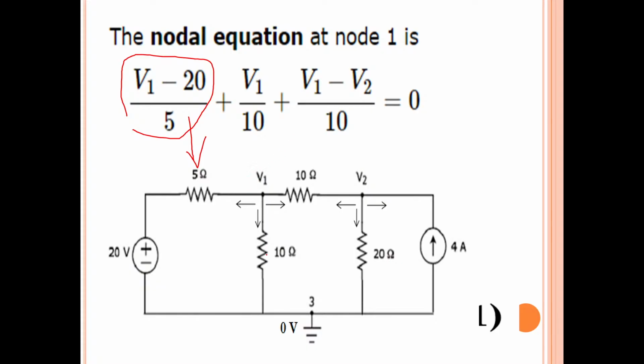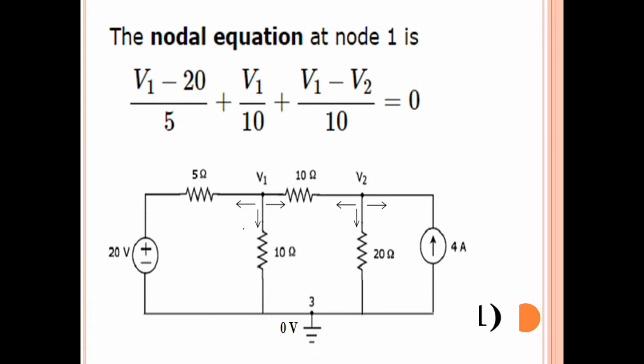Now what about the current flowing through 10 ohms? V1 minus V3. What is the V3 value? 0. So you can write V1 minus 0 divided by 10. I didn't write 0 here because even if we add or subtract 0, it is not going to make any difference. So V1 minus 0 by 10. Okay, next.